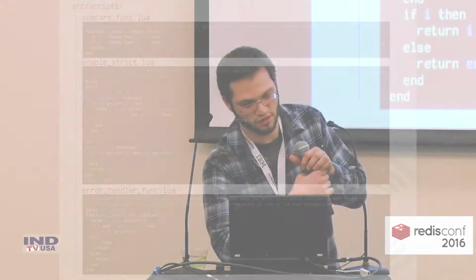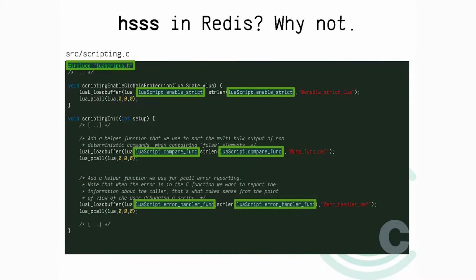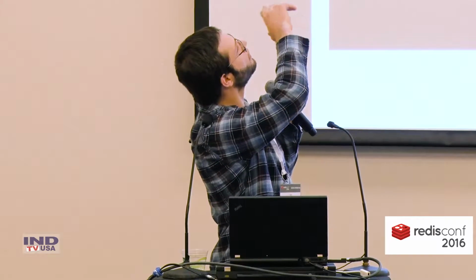I took those C strings, I extracted them into separate files, edited the scripting C file, added an include for lua scripts.h, which is where the HIS output is generated, and instead of loading the C strings directly, I'm basically loading the scripts by name.